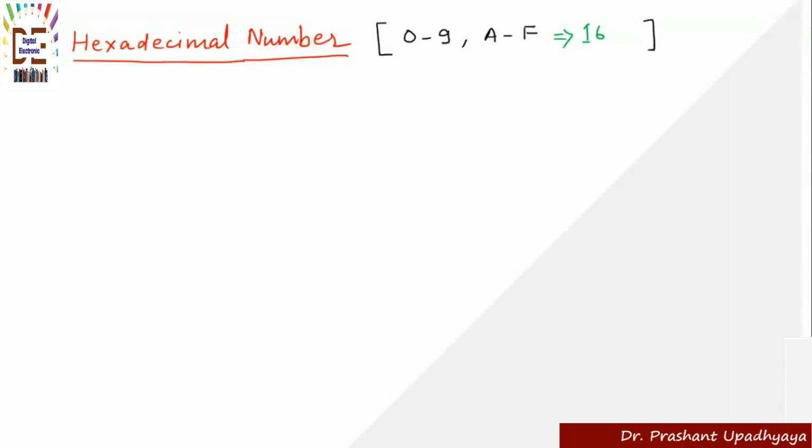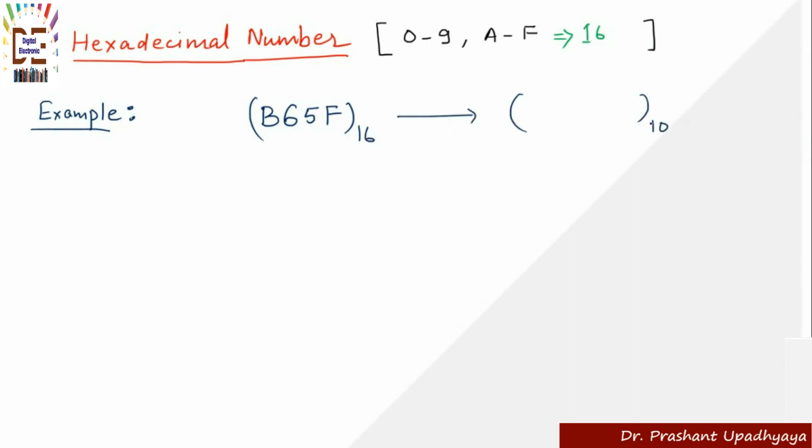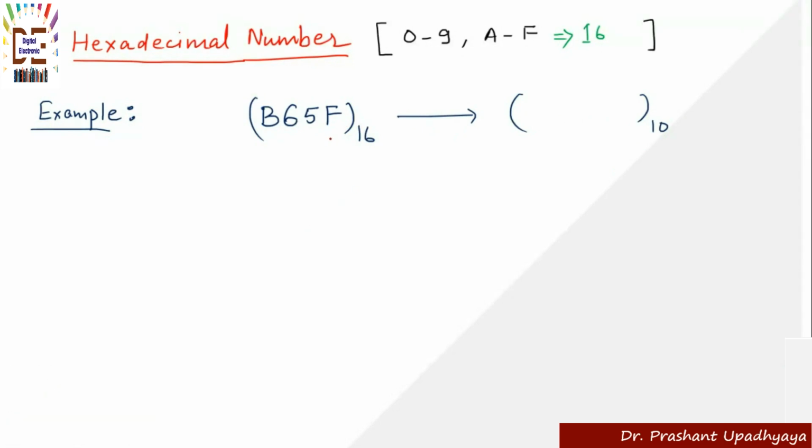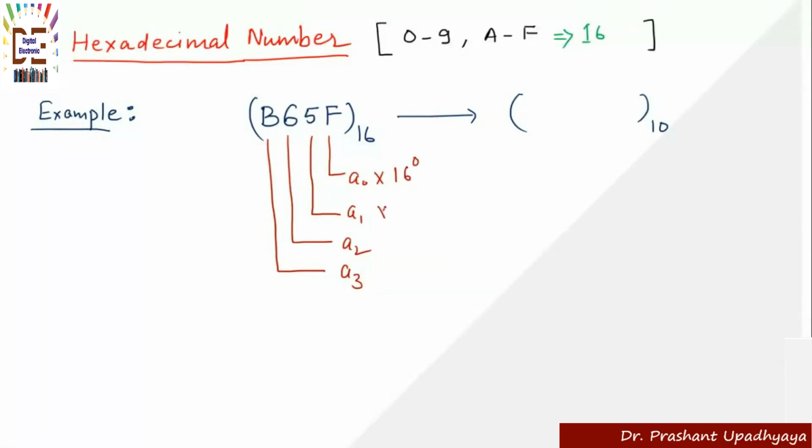Let's take an example. Suppose I have the number B65F and I have to convert it into its decimal equivalent. The procedure will be the same as before: we write the coefficients. Let's say this is A0, this is A1, this is A2, this is A3. So what is the value of A0? A0 multiplied by the base, 16 raised to power 0, then 16 raised to power 1, 16 raised to power 2, and 16 raised to power 3.